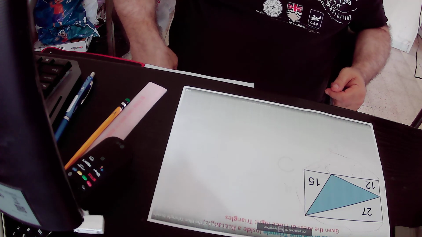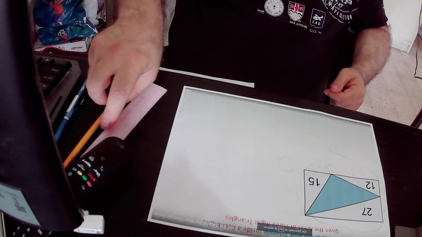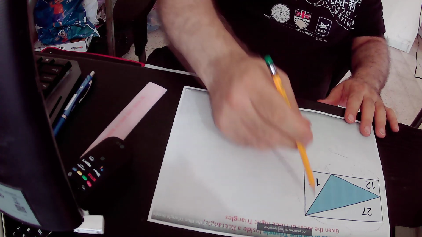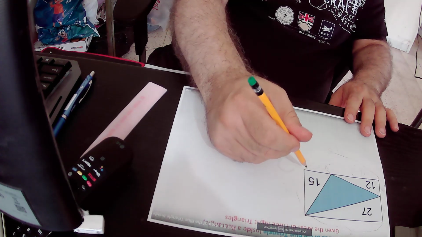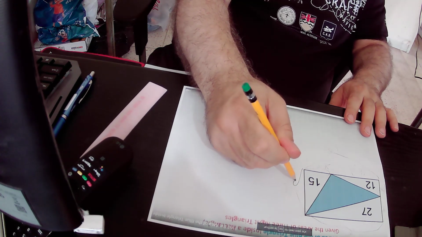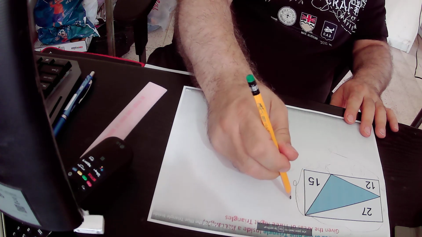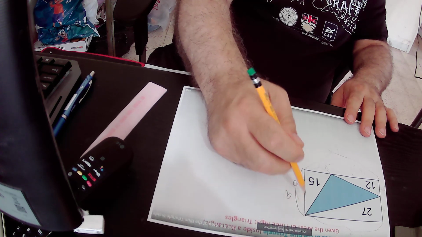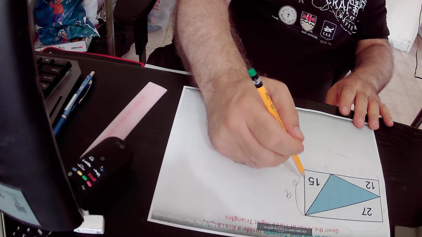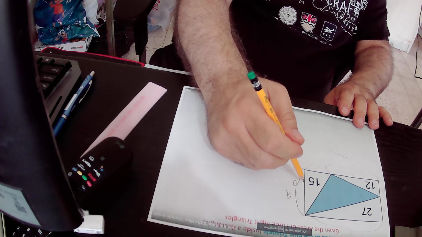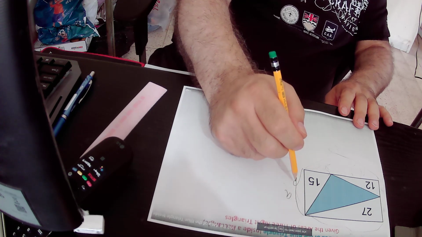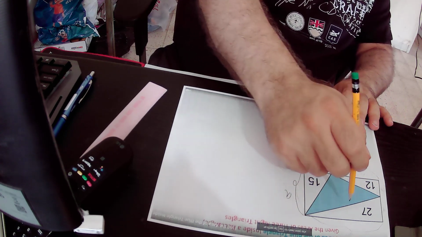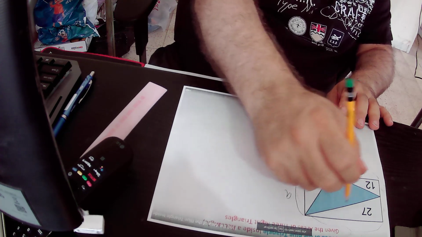So let's define the width of the rectangle as A. The width of the rectangle will be defined as A, and the length of this rectangle will be defined as B.